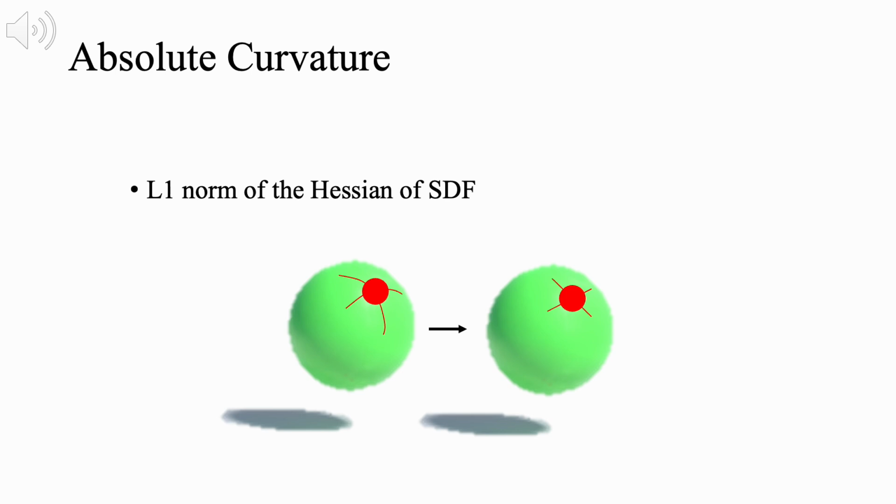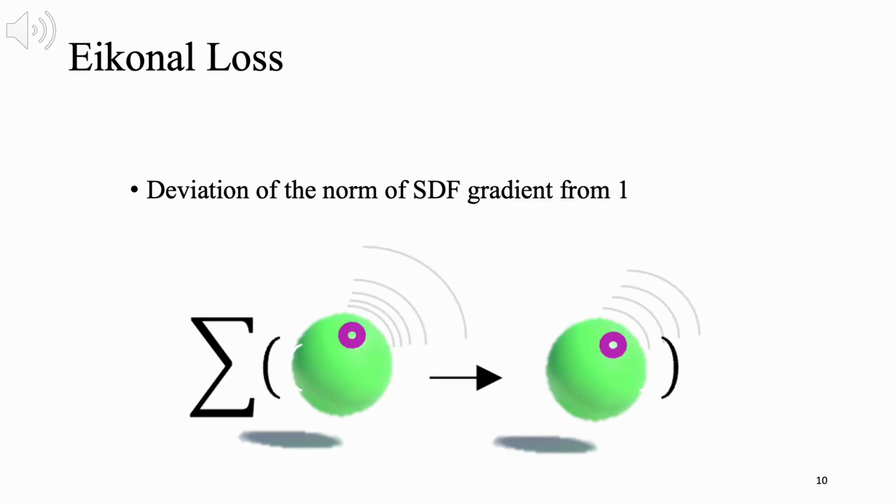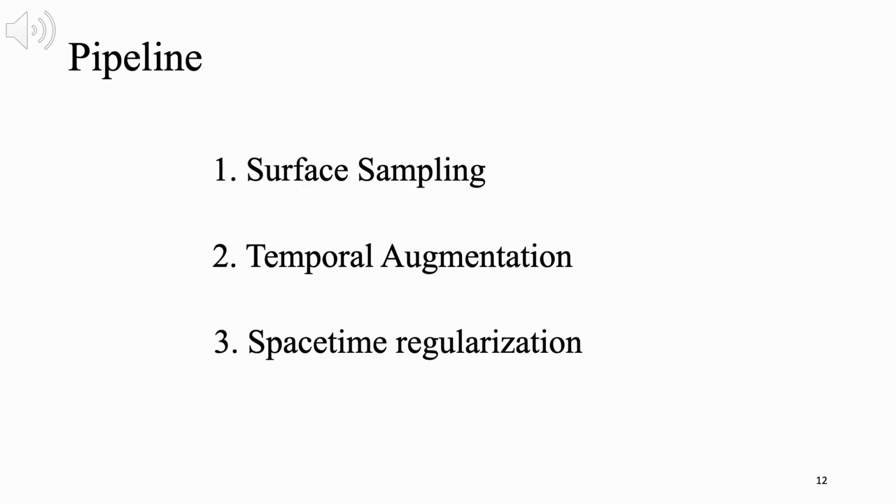Second, we define the absolute curvature of the SDF as simply the L1 norm of the Hessian matrix. By minimizing the absolute curvature, we remove unnecessary curves or kinks in the reconstructions, making the surface as smooth as possible. We use the conventional eikonal loss on the static signed distance function. The eikonal loss enforces the gradient of the SDF to be valid by minimizing the deviation of the norm of the gradient from 1.